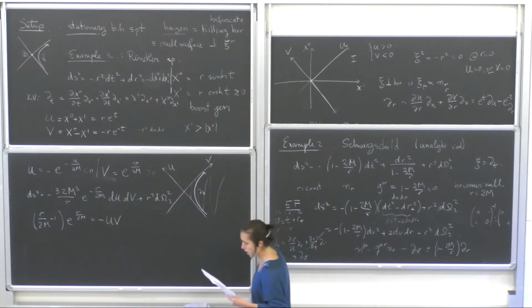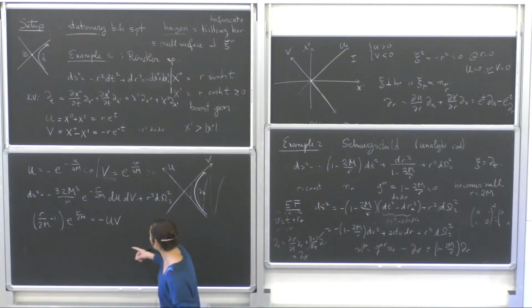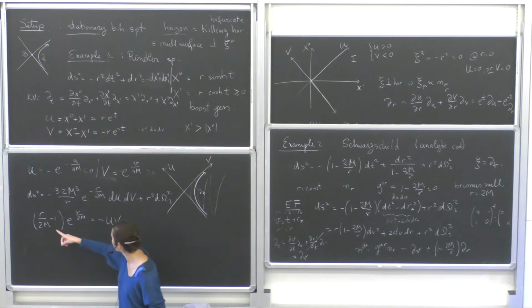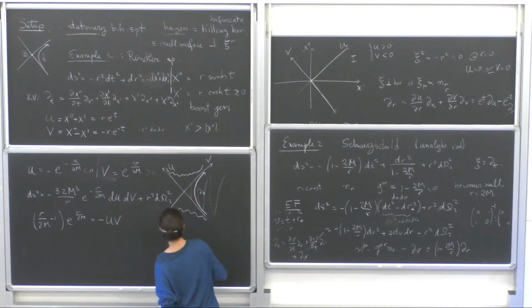Outside. Very good. Maybe I can write some more things. Okay, you can also ask what is the singularity at r equal to 0. So you see r equal to 0 is UV equal to 1. Okay? So it's something like this. This is the r equal to 0 singularity.